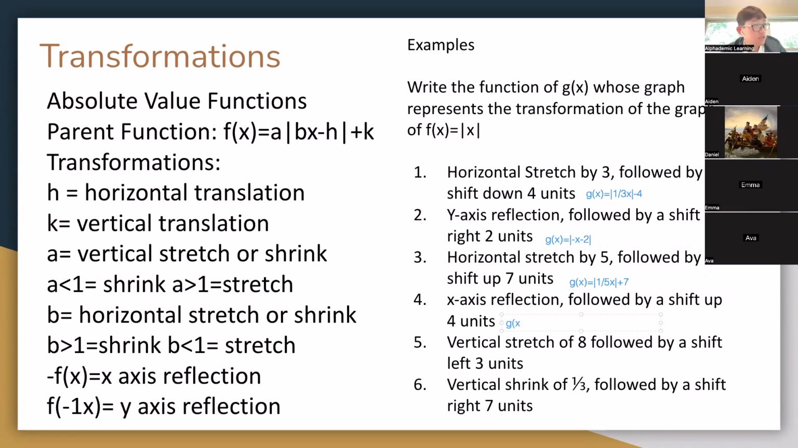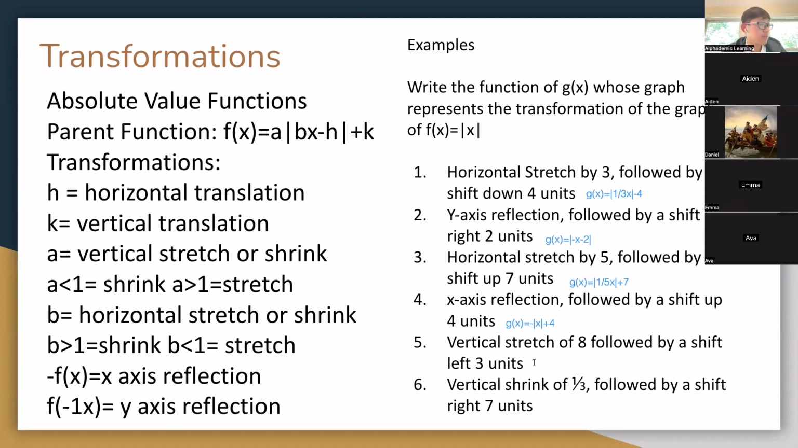Number 4, g of x is equal to the absolute value of negative x plus 4. The reason it would be positive 4 is because you are shifting up 4 units. So you would use k, the vertical translation, and k just represents how many units you're vertically moving the equation up. So if you were to move it up 4 units, it would be positive 4.